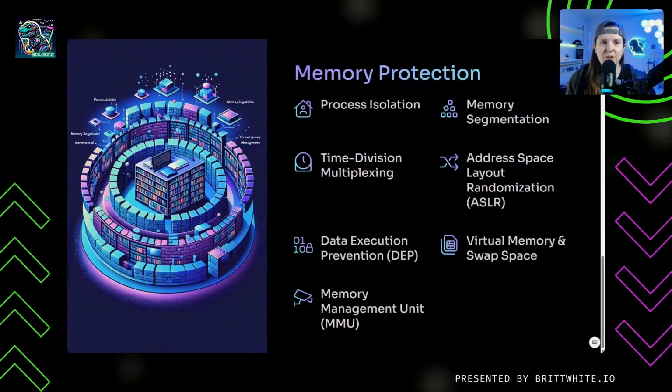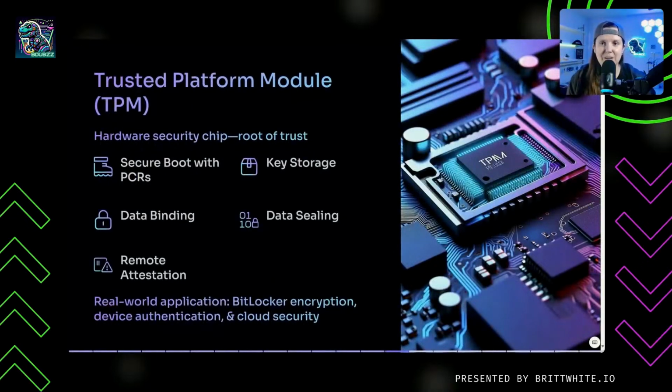Now let's look at another crucial security component, the TPM. The Trusted Platform Module, or TPM, is a specialized security chip that is physically built into your system, and it serves as a hardware root of trust. The current standard is TPM 2.0, which is a dedicated chip that securely stores and generates cryptographic keys, protecting them from software attacks.